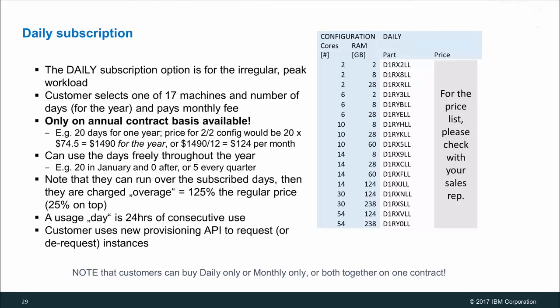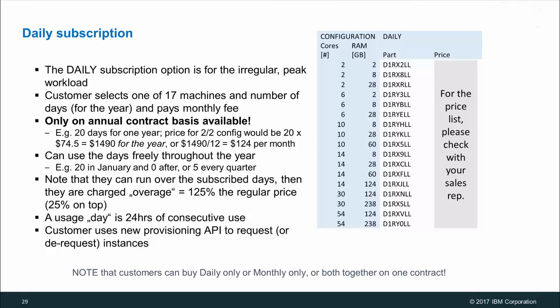And here's the so-called daily type subscription of Flex Tier. It is designed for irregular peak workloads. Like for the monthly, you can select from a variety of machine configurations for your subscription. You also select the number of days for the year and get a monthly price for that. Assume, for example, you need only the smallest machine consisting of 2 cores and 2 GB of RAM. If you need this machine for 20 days per year, then your monthly price for this would be $124 per month. You could use the 20 days completely flexibly throughout the contract year. For example, all 20 days already in the first month, or 5 days per quarter, or any other combination.